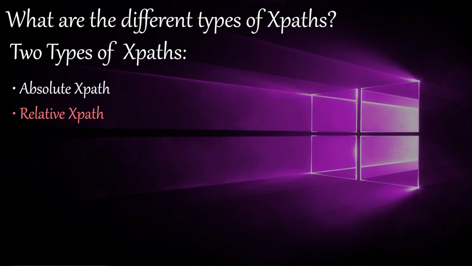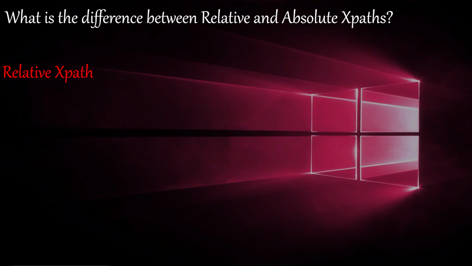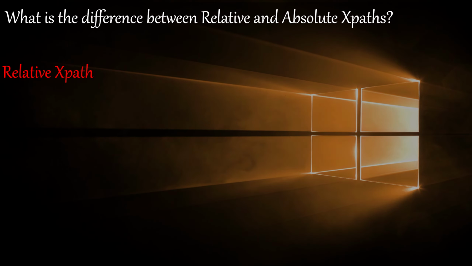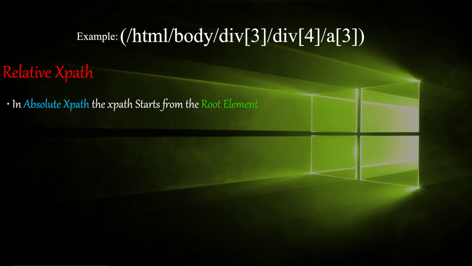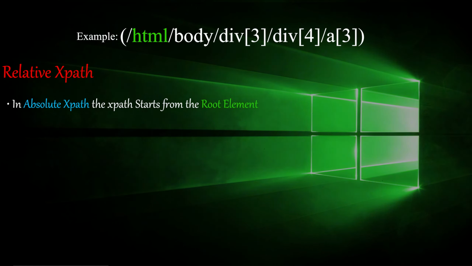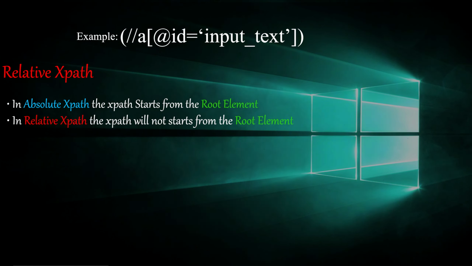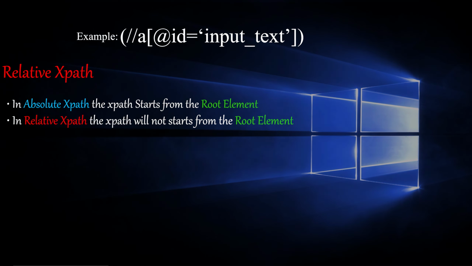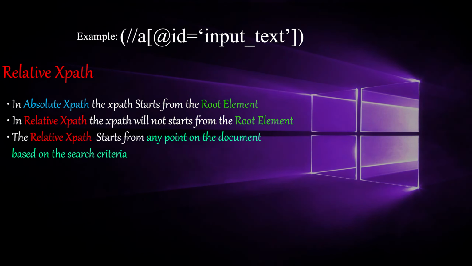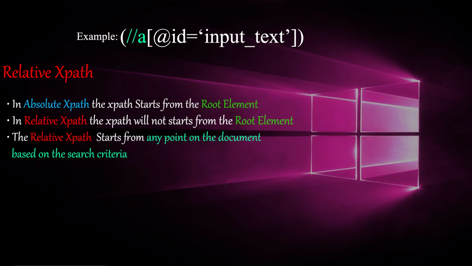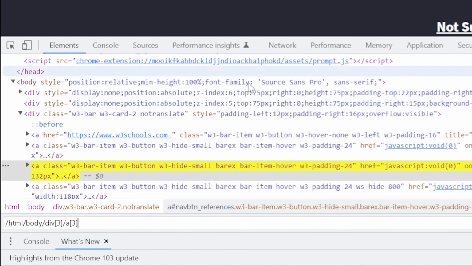This brings us to relative XPaths. So, what is the difference between relative and absolute XPath? In absolute XPath, the XPath starts from the root element, as we just saw. But in relative XPath, the XPath will not start from the root element. It starts from any point on the document based on the search criteria. For example, if I wanted to get the relative XPath of this A tag, I will not start from HTML again. I'll directly say A tag and then I'll specify the attributes inside it. Let me show you how.